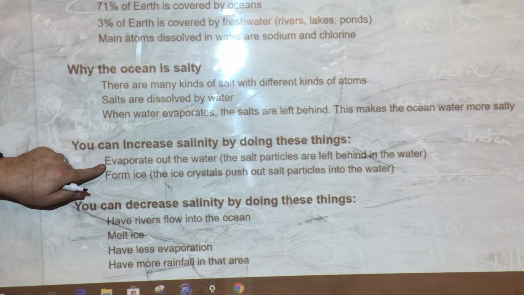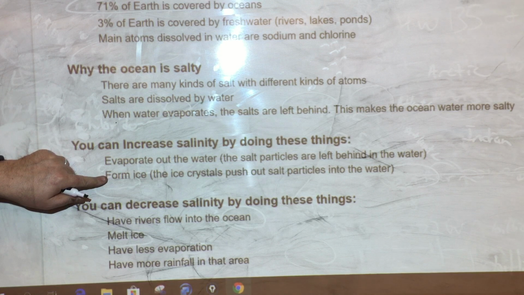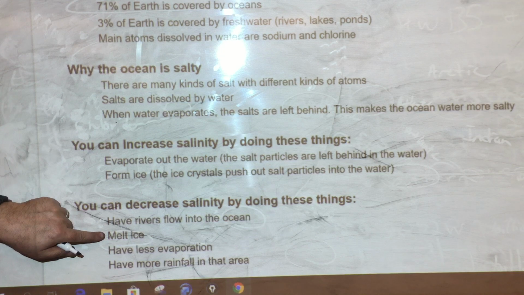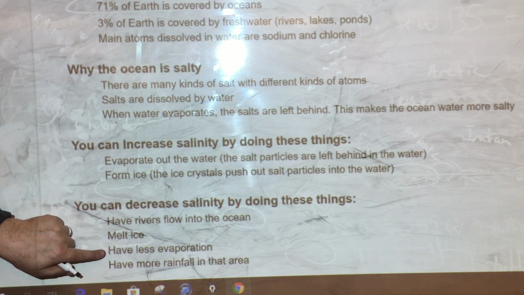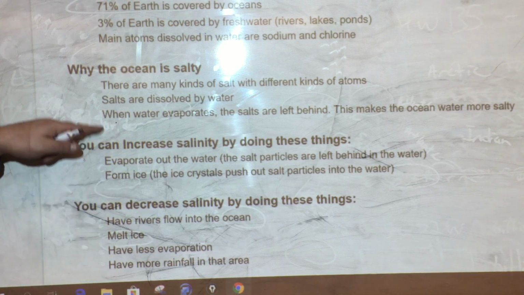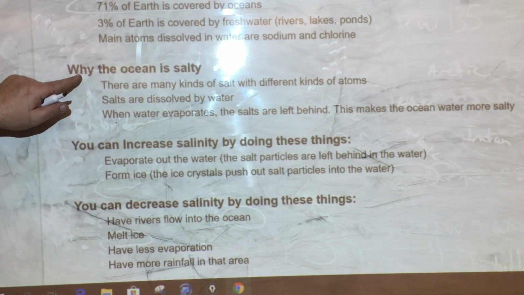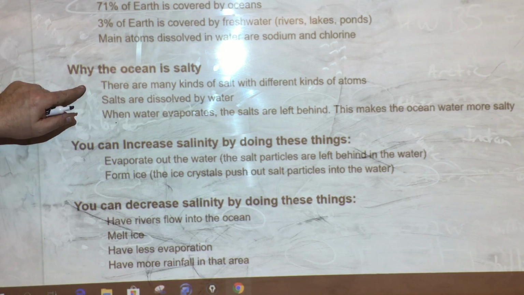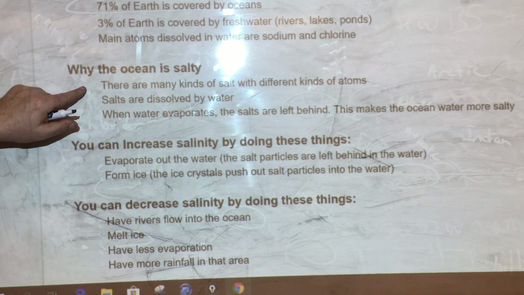You can increase the salinity by doing these things, by evaporating out the water or by forming ice. Either way, you're going to have more salty water. And you can decrease the salinity by doing these things: having rivers flow into the ocean, melting ice, have less evaporation, or have more rainfall in that area. All of these things are going to be found out by doing the fill-in-the-blank activities, the context questions that I just showed on the screen a moment ago.